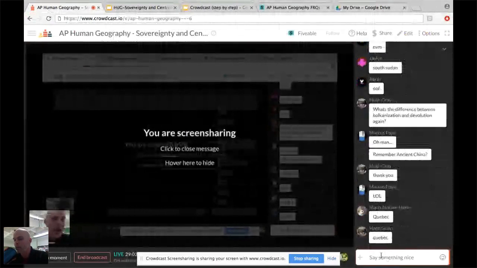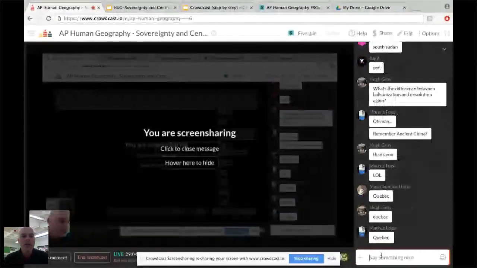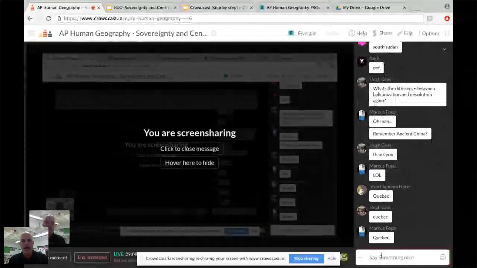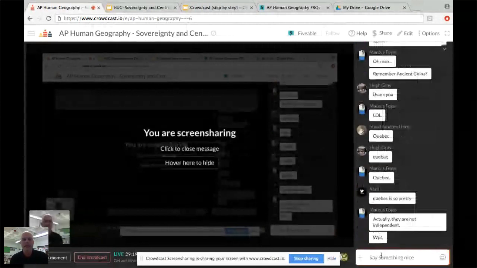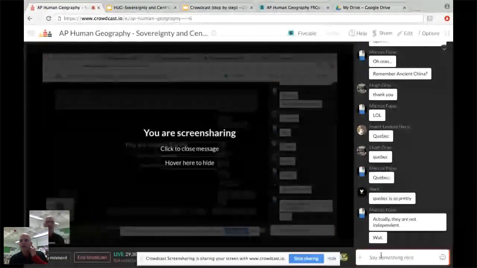Quebec, very good. Quebec is definitely one of them. In Quebec, there was a vote to see if they were going to remain part of Canada or if they were going to become independent. The vote was pretty close, I think it was about 54-46. And they actually voted to remain part of Canada.